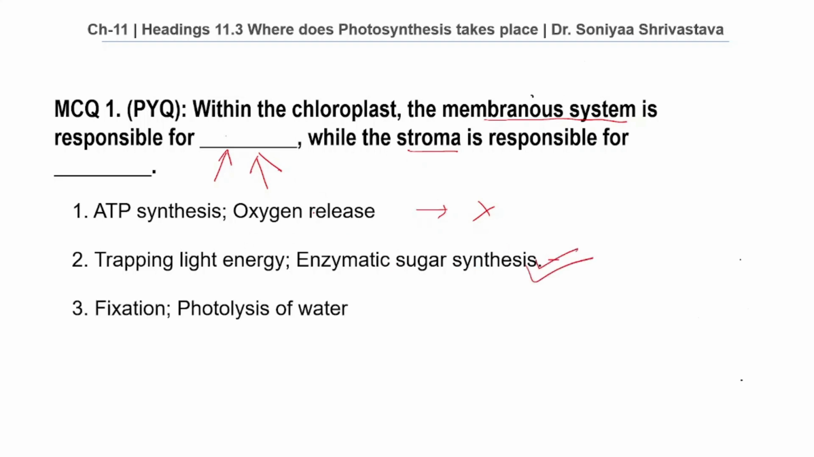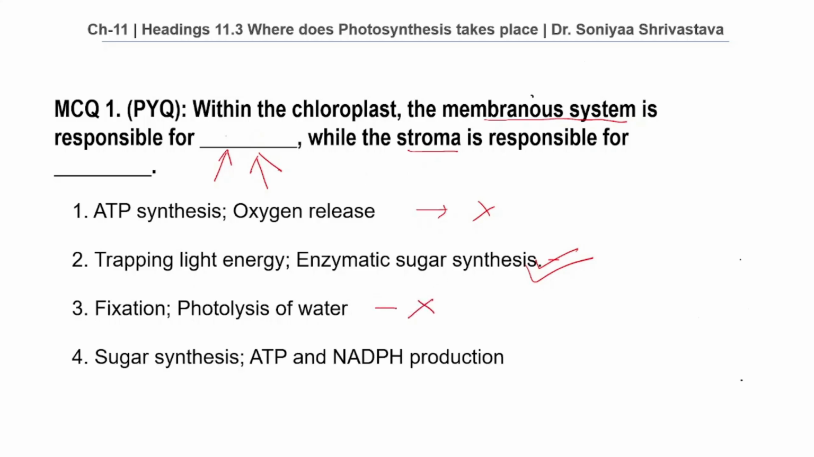Now let's see option number 3. These are reversed, students, because photolysis of water happens in the membranous system and fixation of carbon dioxide occurs in stroma. So this is also a wrong option. Now option number 4. Again the locations are swapped because ATP and NADPH production occurs in the membranous system and sugar synthesis occurs in stroma. So this option is also wrong. So our correct answer is option number 2.